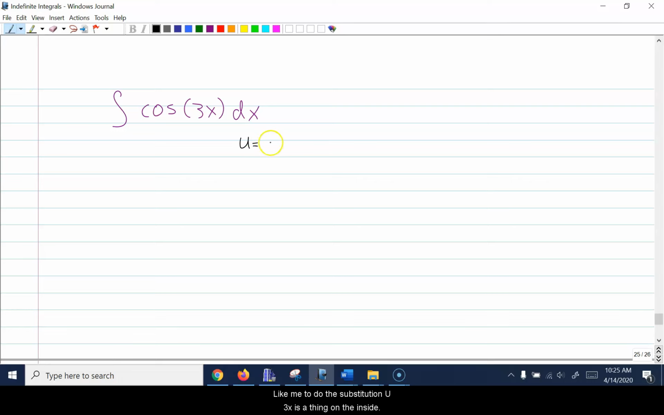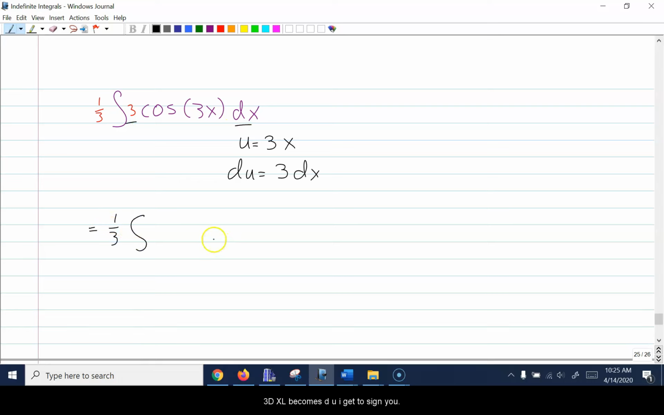I'm likely to do the substitution u equals 3x, the thing on the inside whose derivative is just 3. I don't have a 3 on the outside, but I can fix that. I would put a 3 here, and I would put a 1/3 here, and I would get 1/3 integral of 3 dx, which all becomes du. I get cosine u. What's the integral of cosine u? The thing whose derivative is cosine is sine. What was u? u was 3x. I get 1/3 sine 3x.